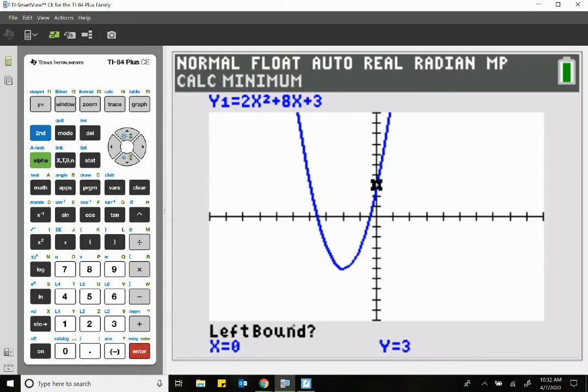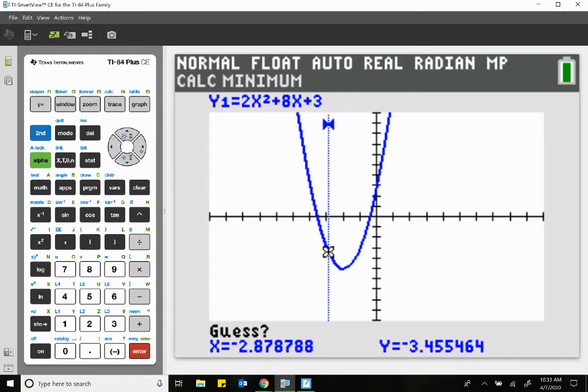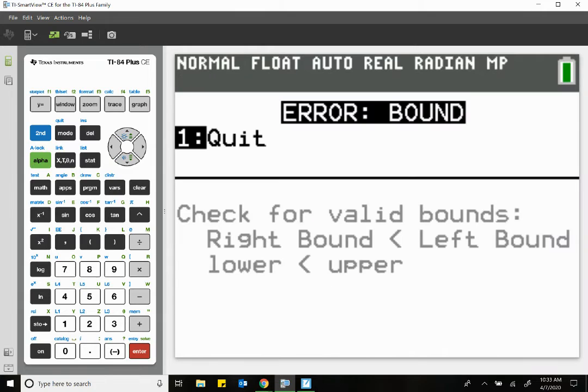Okay. And again, it asks you those three questions. Be to the left, hit enter. Be to the right, hit enter. Then guess, enter. And it's going to tell you the answer. So I need to be to the left, so I need to scroll past my vertex. Definitely on the left side now. So I need to be to the right, scroll past the vertex. Definitely to the, oops.